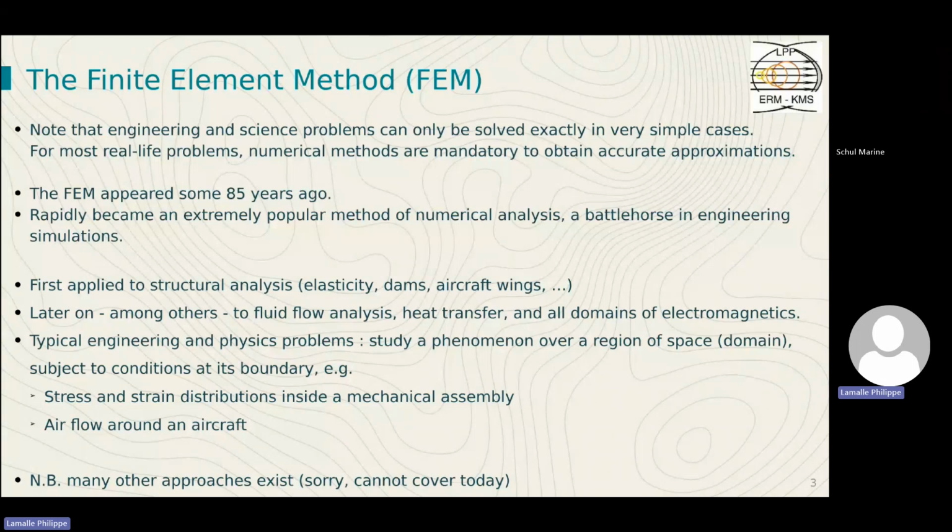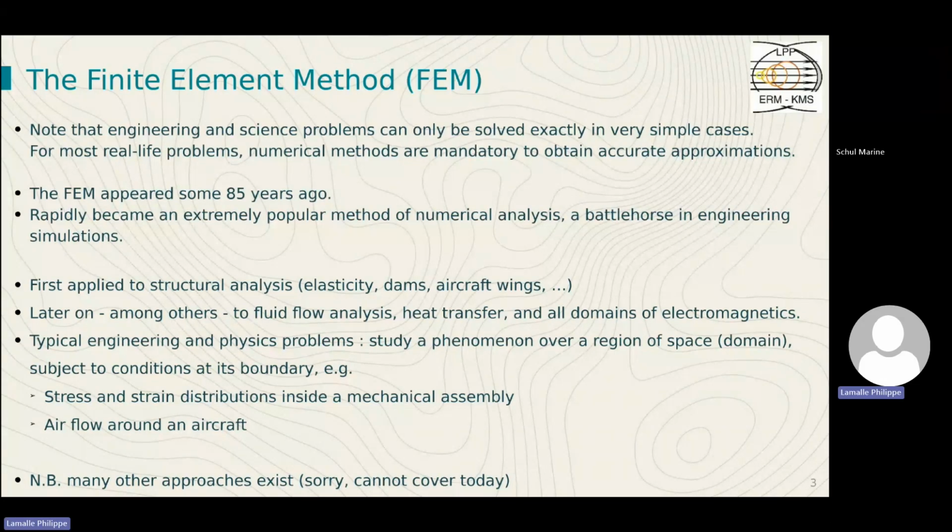Historically, it was first applied to structural analysis, to elasticity problems, dams, aircraft wings, and then later on, but already decades ago from now, it was progressively applied to fluid flow analysis, heat transfer problems, and then all domains of electromagnetism.